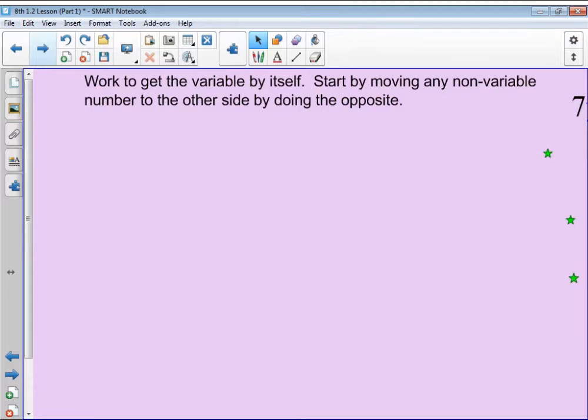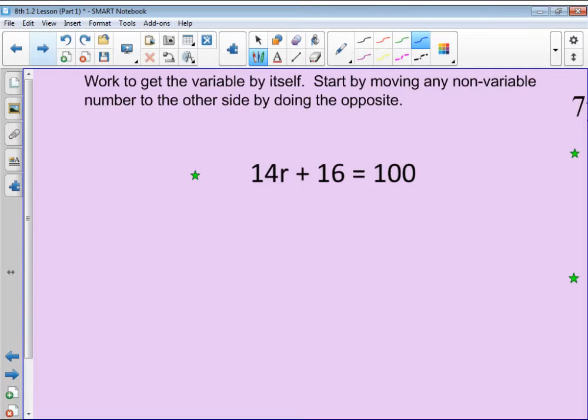Let's try another one. Okay, we have 14r plus 16 equals 11. Okay, we're going to get rid of any non-variable first. So right now it's plus 16. We have to work here. Minus 16. To get rid of that first.